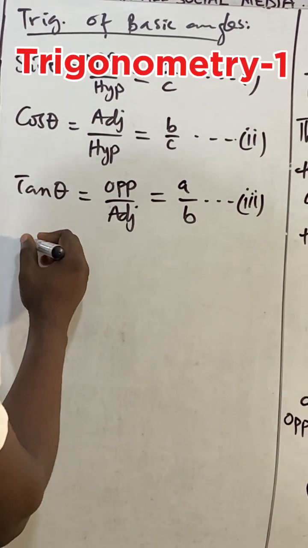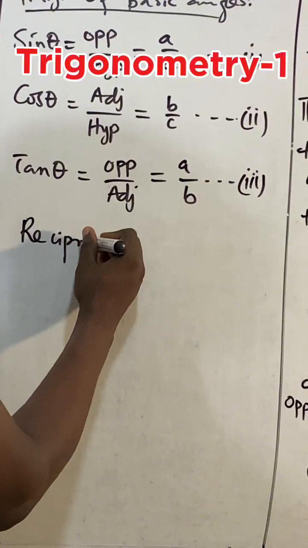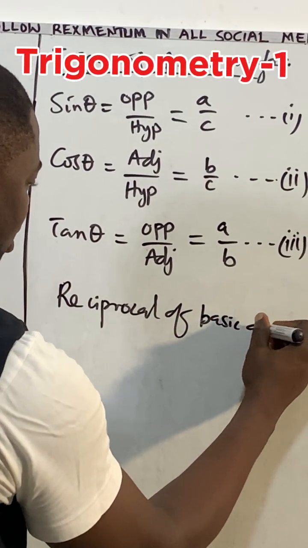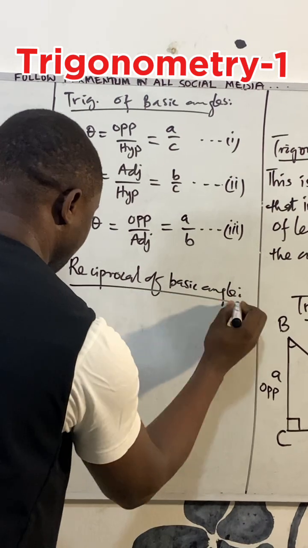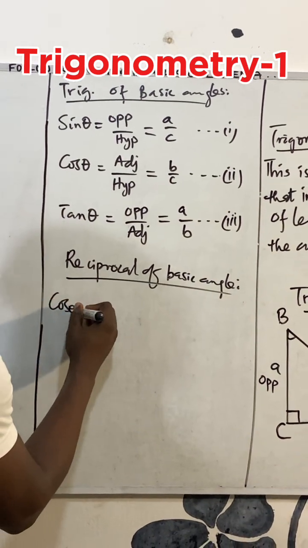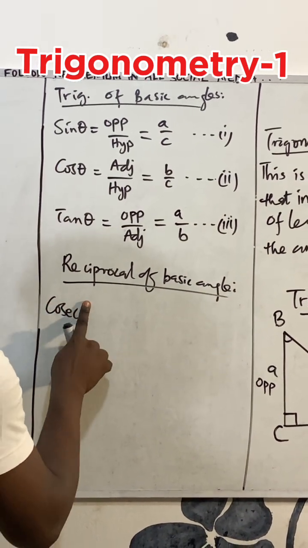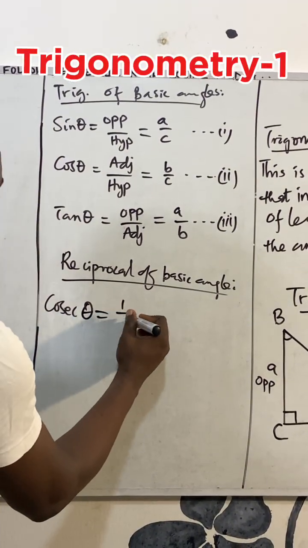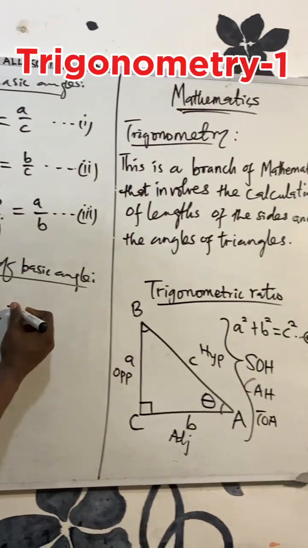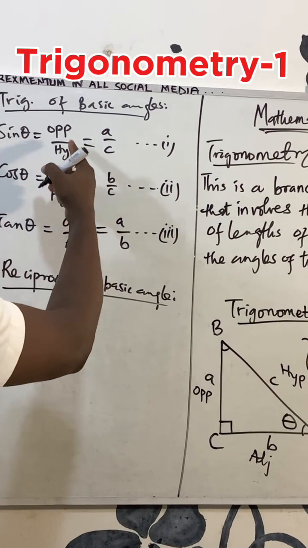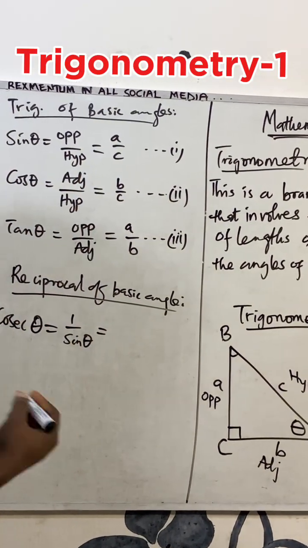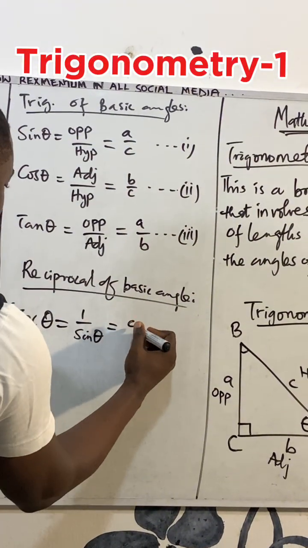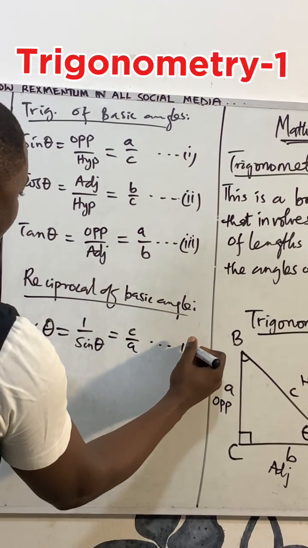Now let's go to reciprocal of basic angle. Let's talk about the trig. Now first one we have is cosec theta. Cosec in short, that is cosec theta. The cosec stands for cosecant, and cosec theta is 1 over sine theta. And since our sine theta is a over c, or opposite over hypotenuse, when you do 1 over opposite over hypotenuse, that will give you hypotenuse over opposite, which is going to invert this. That is c over a, equation IV.